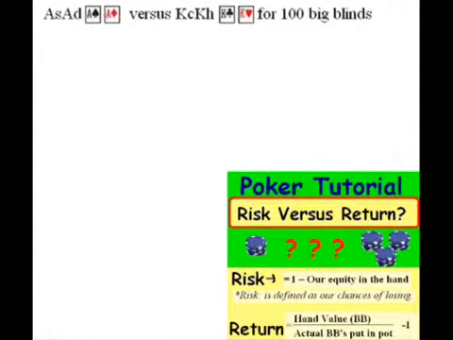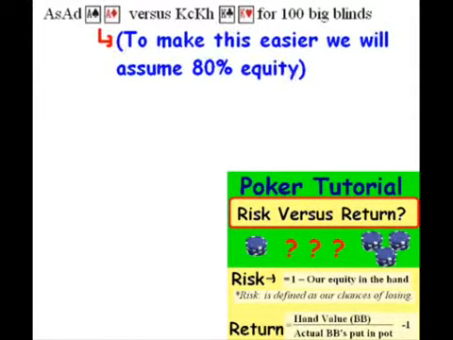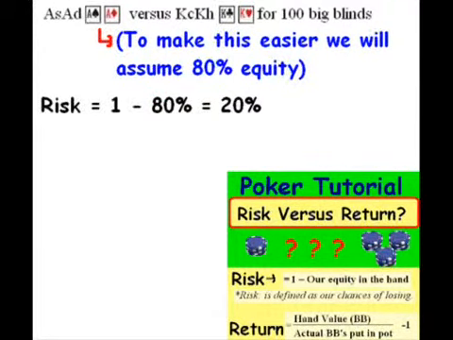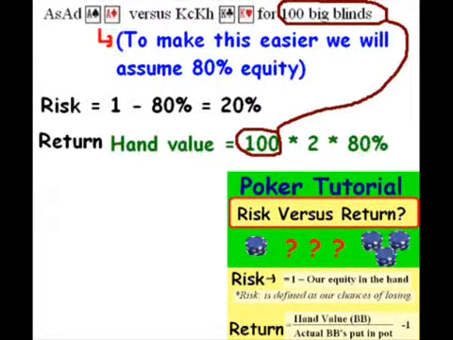Our first example, we're going to have pocket aces versus pocket kings. In order to make this simpler, I'm going to use an 80% equity assumption instead of the 81-ish percent equity we would have in this case. It just makes the calculations easier. So the risk is going to be defined as 1 minus 80. That's our equity in the hand, and that equals 20%. So we have a 20% chance of loss, or a 20% volatility.